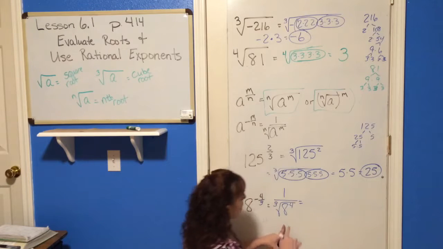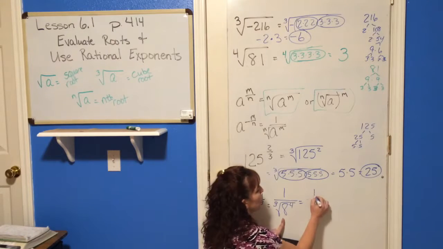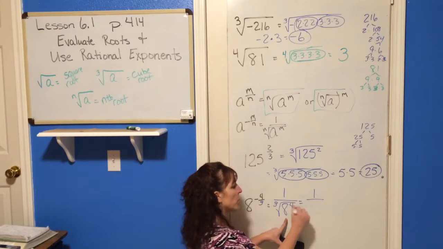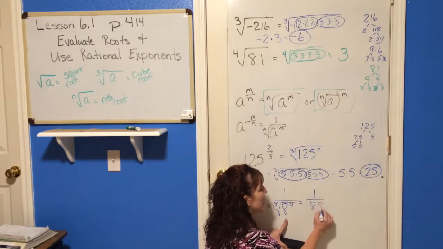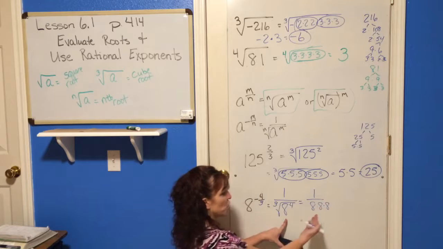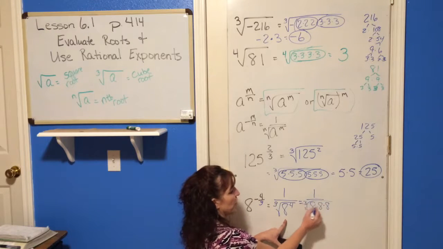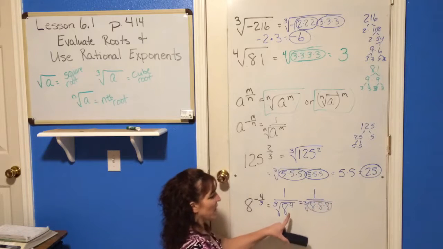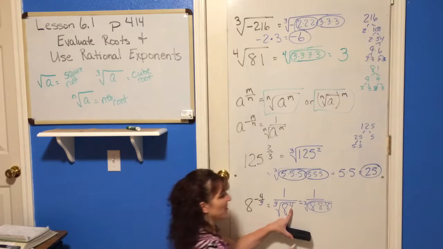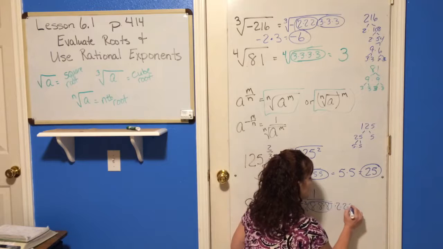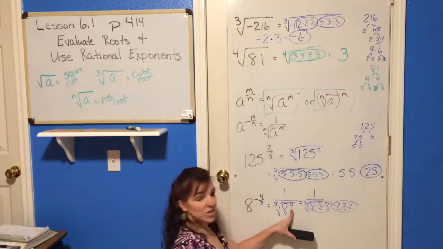Okay. So now what we can do here is we've got 1 over 8 to the 4th. Well, I know that 8 times 8 times 8 is going to come out, right? If it's to the 3rd power. Let's bring that out. And then we have one more factor of 8. Well, that's 2 times 2 times 2. So that's going to come out.